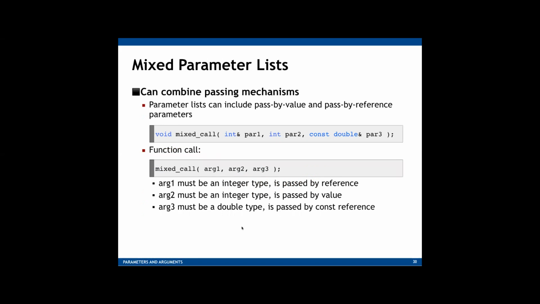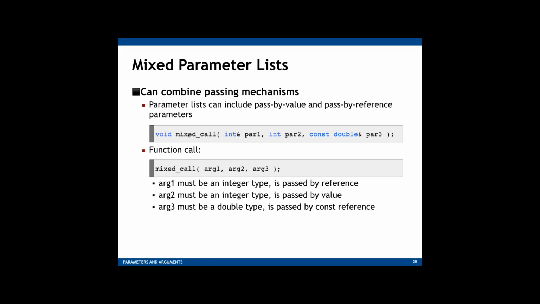And we can combine both call by value parameters and call by reference parameters in the same function. So we can mix the parameter list. If you look at the mixed call function here, it consists of a call by reference parameter, a call by value parameter, and the const reference parameter here. When you call this function, the first argument must be, this is the argument and this is the parameter. We clarified the difference between arguments and parameters in the previous slides.